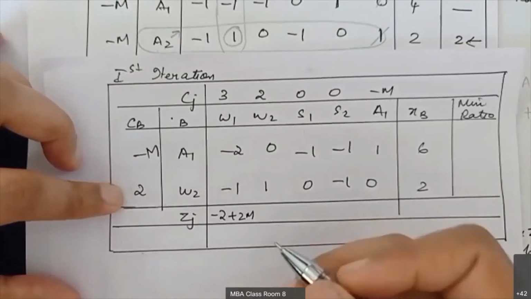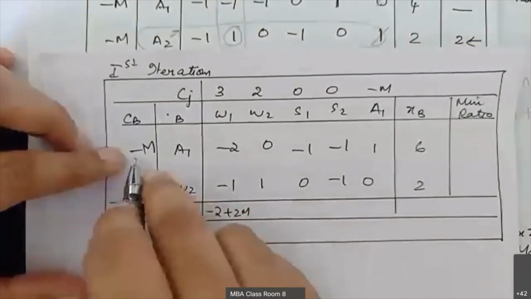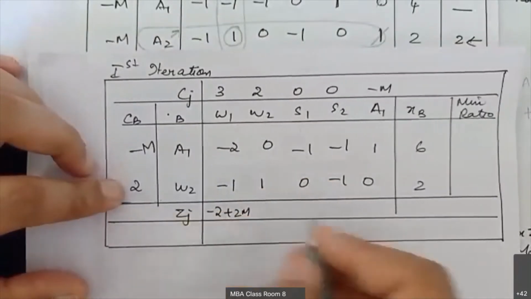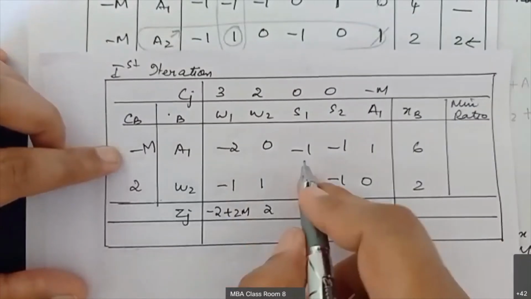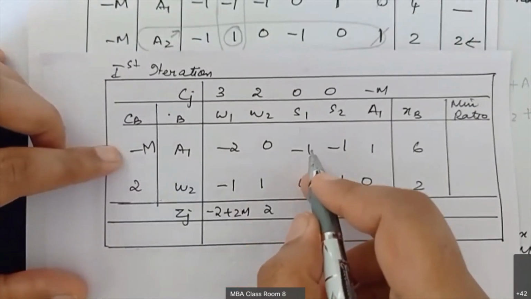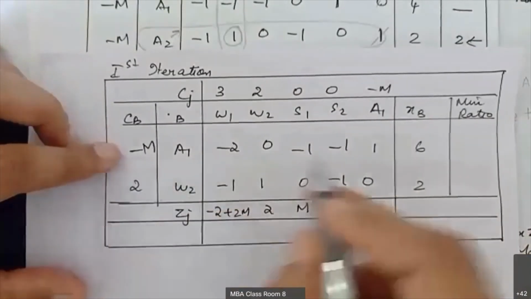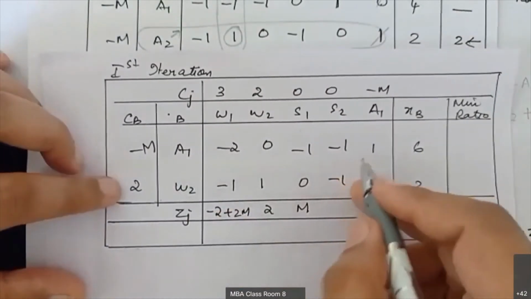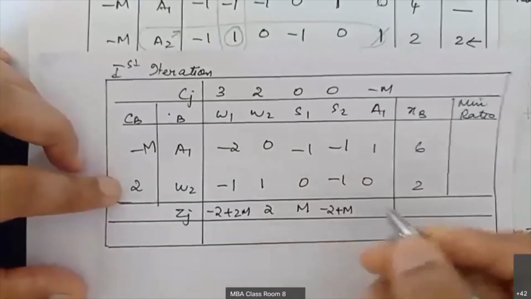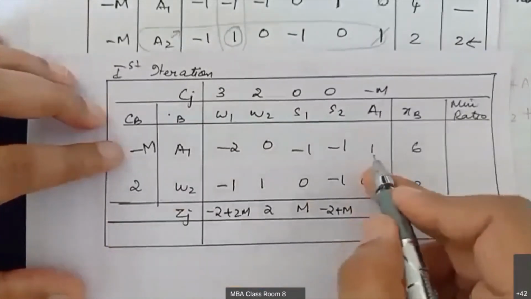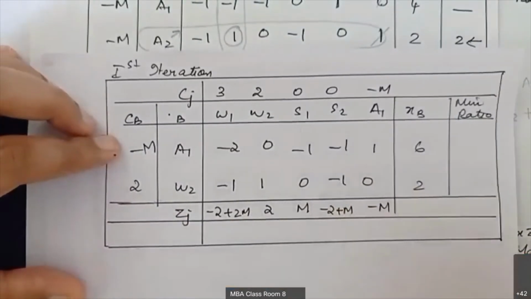Okay, next value: minus M into 0 plus 2 into 1. What is the value? It is 2. Okay, here minus 1 into minus M into minus 1, that is M, plus 2 into 0. So we have just M. Then minus M into minus 1, that is M, plus minus 2. So it is minus 2 plus M. Okay, here I have minus M into 1, that is minus M, plus 2 into 0, that is 0. So here it is minus M.